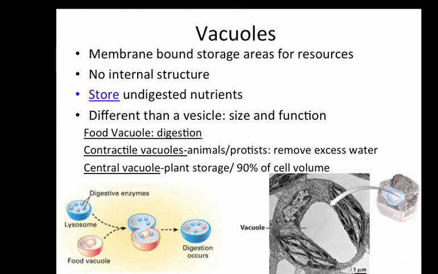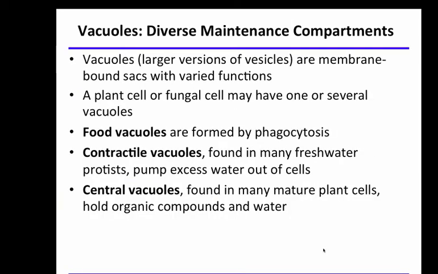And they are 90% of the cell volume, and they're mostly used for plant storage. You should be able to recognize an image of a central vacuole, because look how much space they take up in a plant cell. There are diverse maintenance compartments, and remember, compared to the vesicles, they're bigger. A plant cell or a fungal cell may have one or they may have many vacuoles.